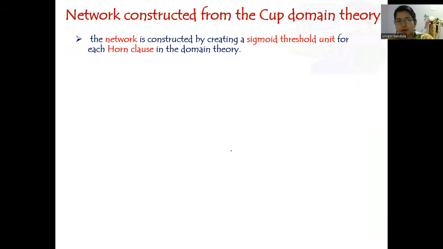Now let us see how to construct the network from this cup domain theory. The network is created by creating a sigmoid threshold unit for each horn clause in the domain theory. Where is the horn clause actually? Do we have any horn clauses? Actually, all are horn clauses only. Your domain theory is in the form of P implies Q, right? P implies Q is P or negation Q. So we can say all are horn clauses only. So we can construct a network using these clauses.